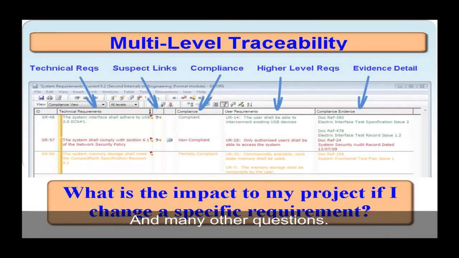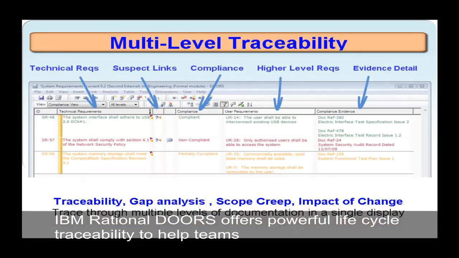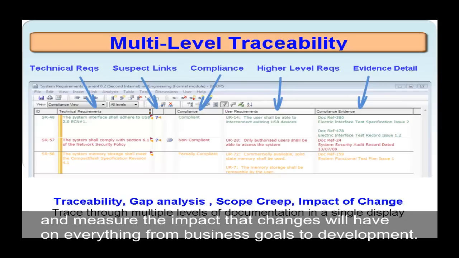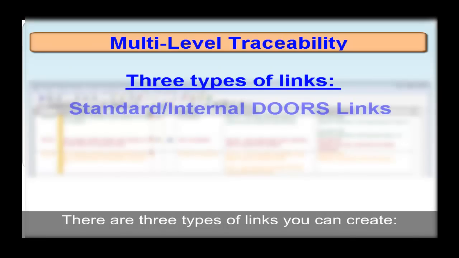And many other questions. IBM Rational DOORS offers powerful lifecycle traceability to help teams align their efforts and their business needs and measure the impact that change will have on everything from business goals to development. There are three types of links you can create.